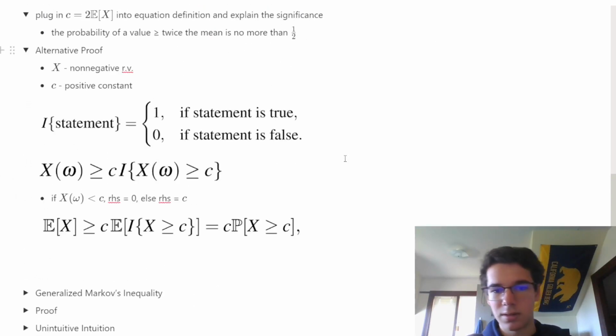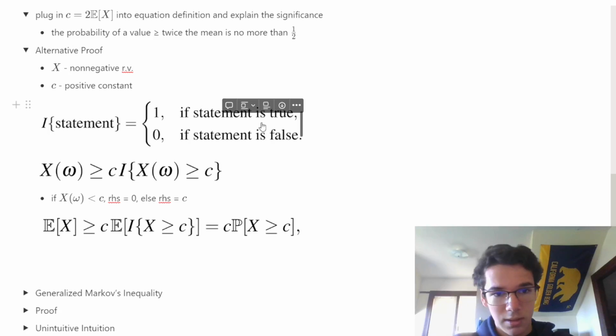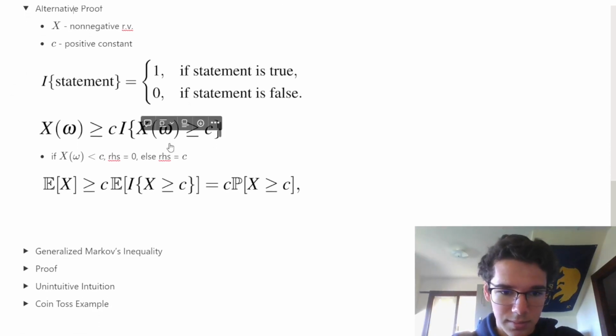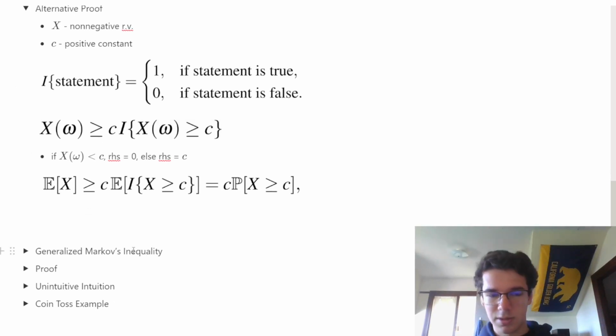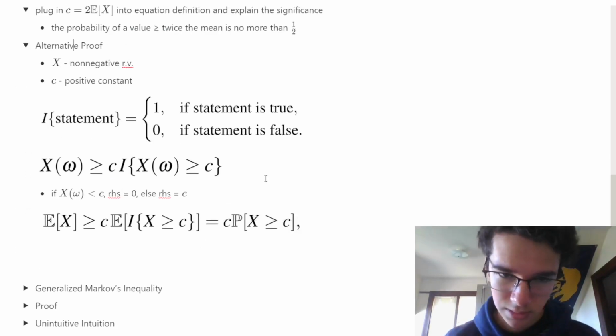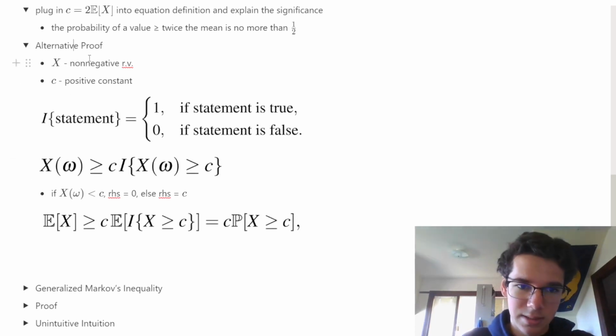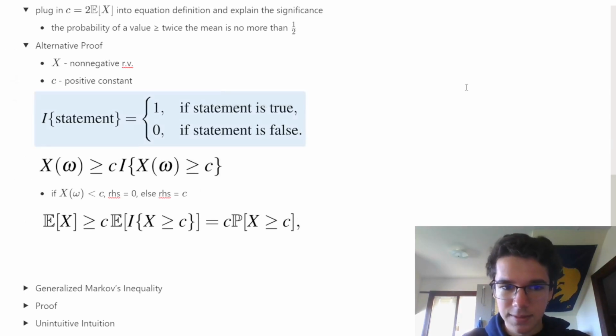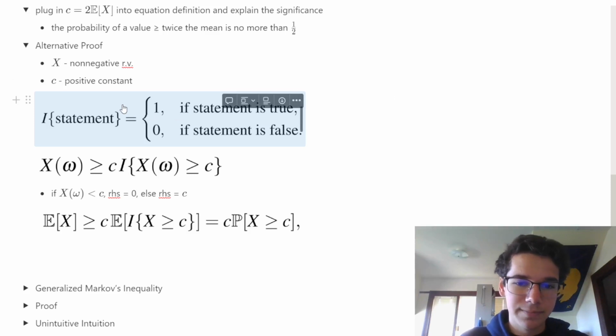Okay, and so we're going to look at an alternate proof. Anyways, this proof is going to help us think about the generalized Markov inequality. But again, we're going to have our random variable x that's non-negative and some positive constant c. And we're going to have something called an indicator value, which we sort of touched on before, but I feel like I probably defined it incorrectly, or was confused as to what it was.